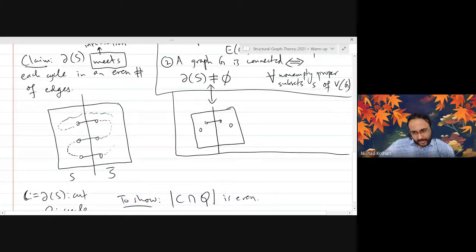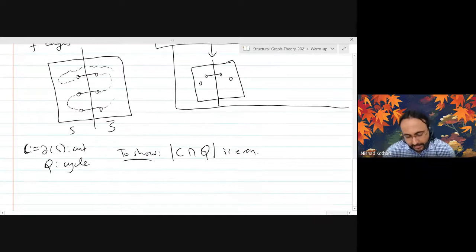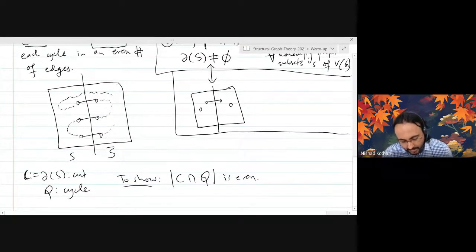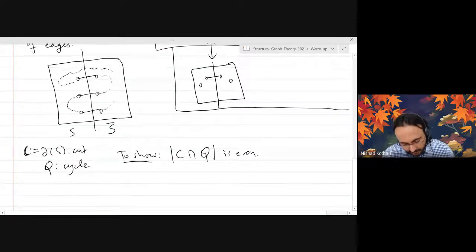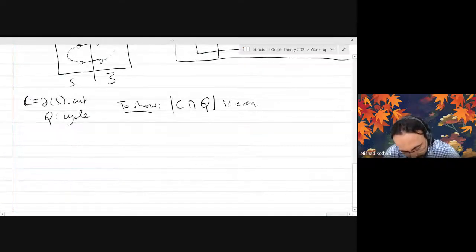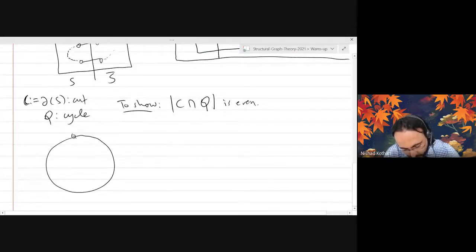I'm not going to write down a formal proof. I'm going to leave it to all of you as an exercise, but I'm going to give you the intuition. So you have a cycle Q, and I'm going to say the proof verbally.